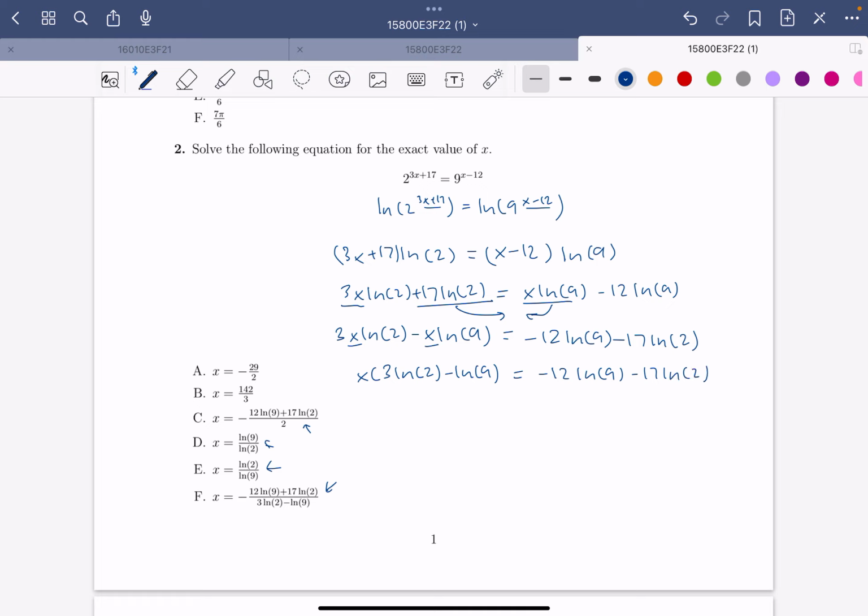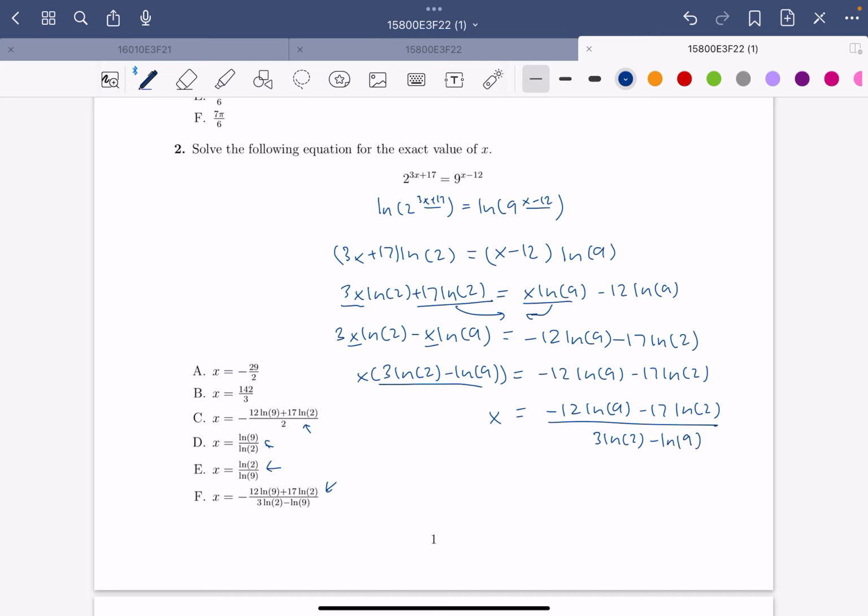Now we can divide this side by 3 ln 2 minus ln of 9 to isolate the x to get our answer. So x equals negative 12 ln of 9 minus 17 ln of 2 over 3 ln of 2 minus ln of 9.